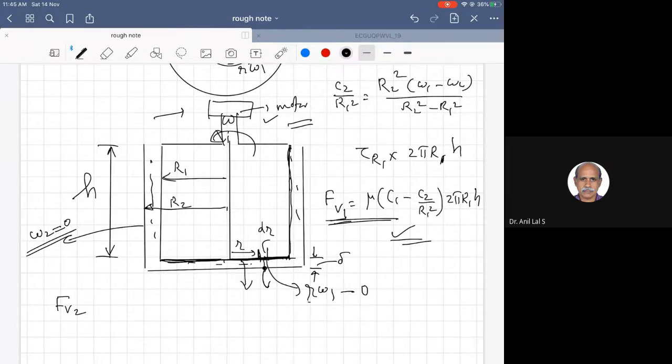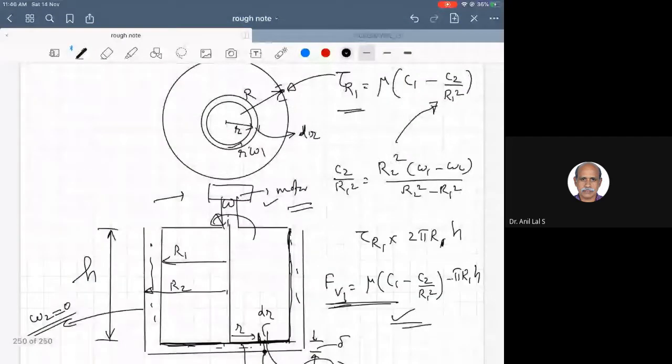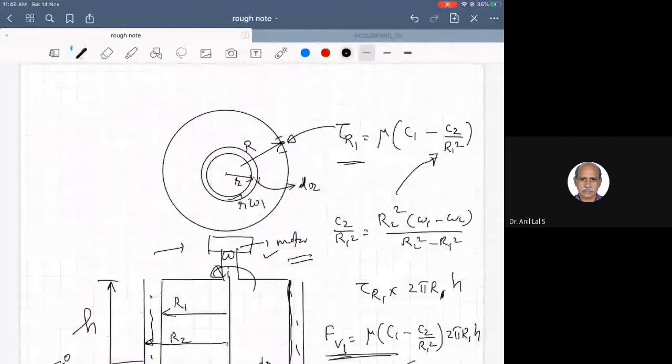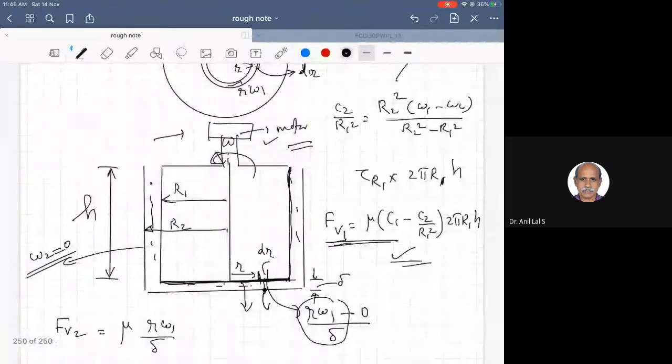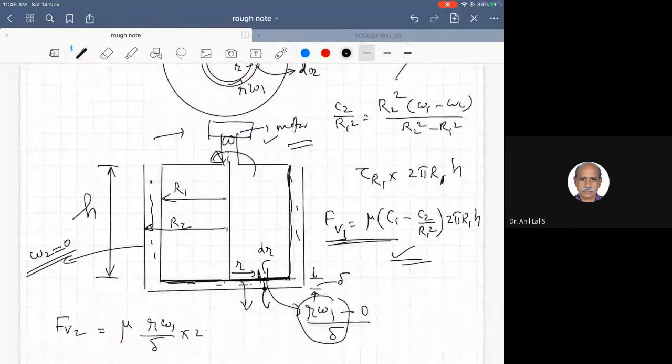Let this height be delta. So this is the velocity gradient. If we have mu multiplied by r omega 1 by delta, this will be the drag at a point anywhere on the annular strip. The total annular strip area is 2 pi r dr.